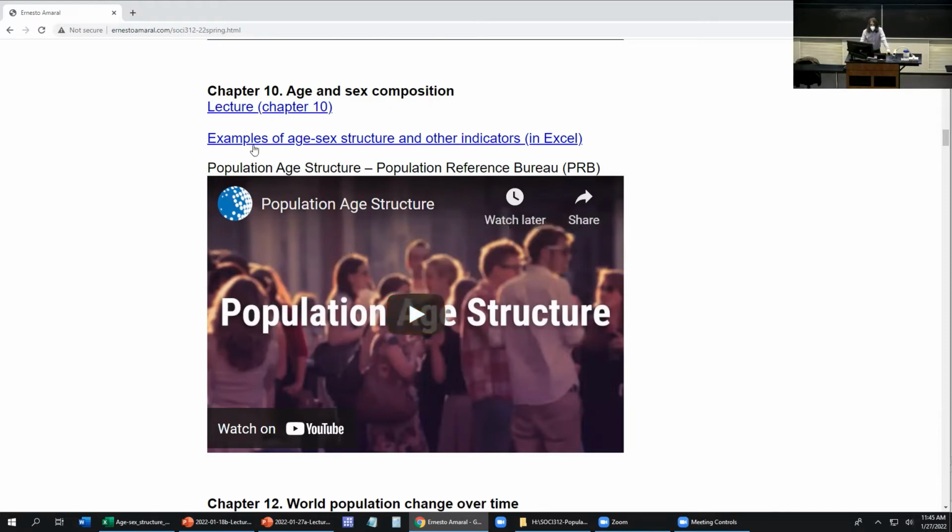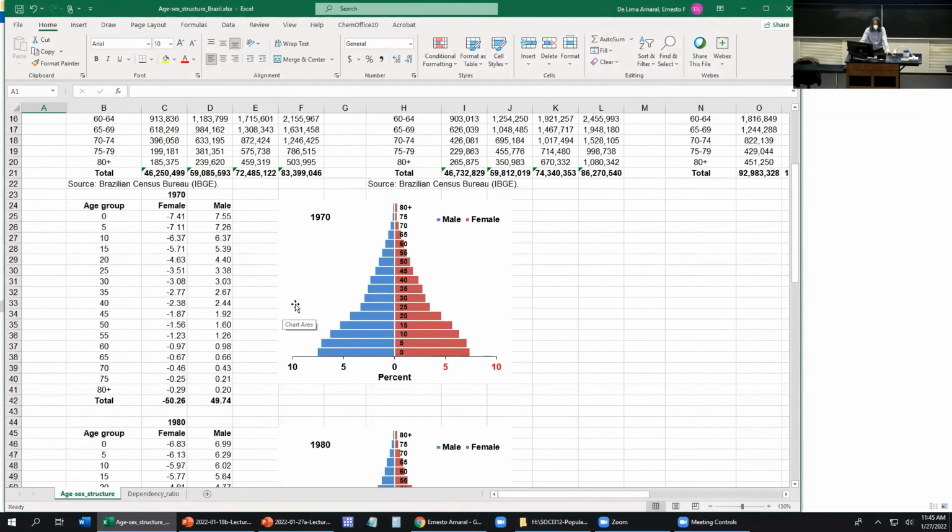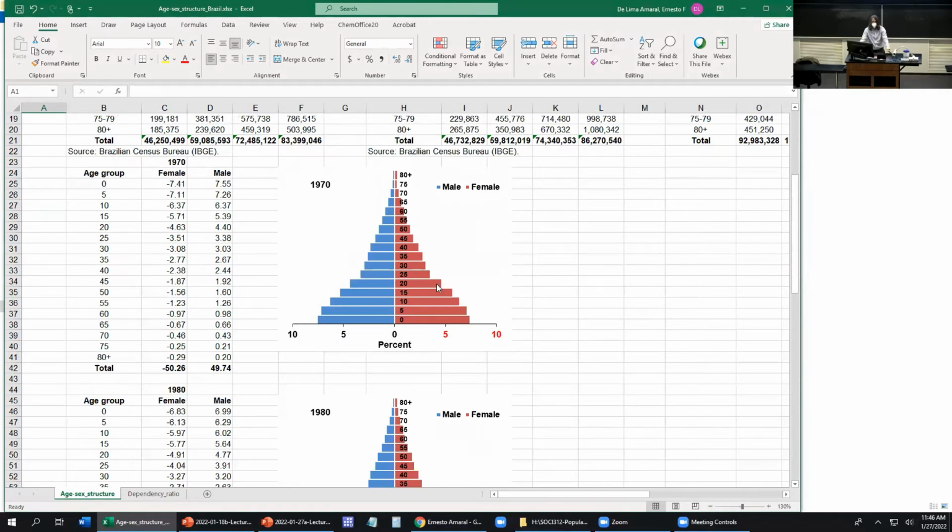And this other link here is a compressed zipped file in which I compressed a series of Excel files in which I show how to make some graphs in Excel. That might be really basic for you here, but if you uncompress it, you're going to get these subfolders here. The most important one that I'm going to show you after I go through the lecture is this age sex structure, and I use data from Brazil just to show how you can create your own age sex structures or age sex pyramids for whatever population you have data for.